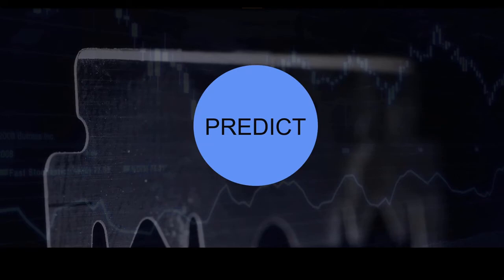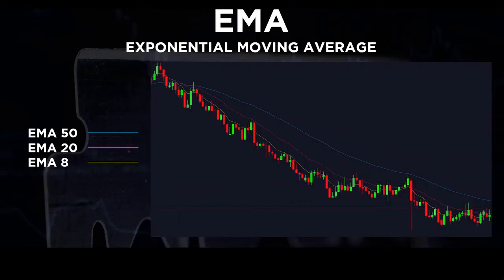Predict. Okay, so predict is we've identified the trending market. This is a trending strategy. What we're going to use for the predict is something called exponential moving averages. Who's heard of these? Okay, everyone's heard of exponential moving averages. If you haven't, don't worry.